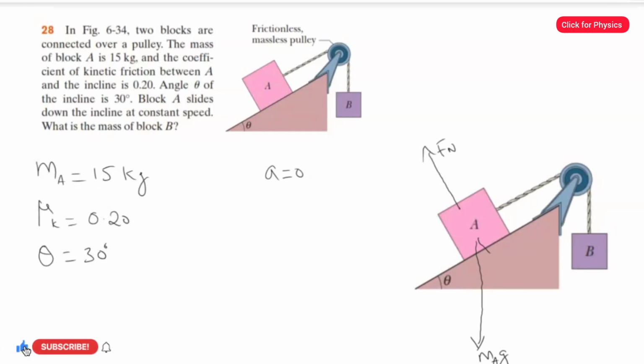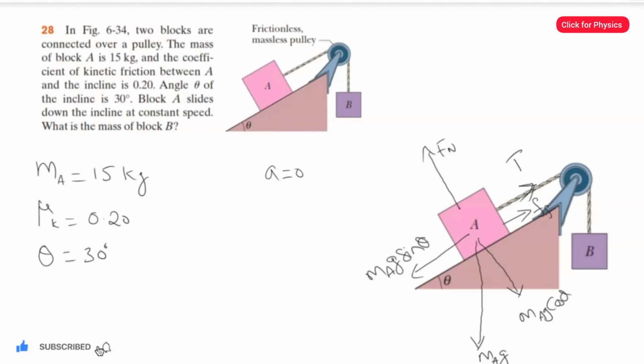And by that, you have two components. One is MA G cosine theta, and the other is MA G multiplied by sine theta. These are the two components of the force due to gravity. Here we connected block A with a string, so the tension will be in this direction. And also we have the friction force, which will be acting in the same direction. Clear?